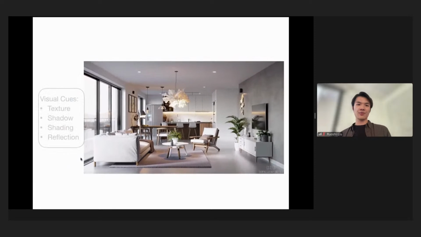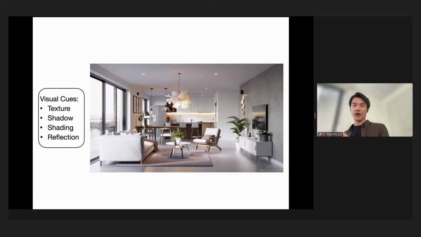But I think there is a lot of information that we are not using in models like Zero-1-2-3 today. There are a lot of visual cues in this image. For example, there's texture of the object, there are shadows, shadings, and reflections, right? A lot of these cues could help us reconstruct this room, especially overcoming some of the physical constraints. For example, some objects are occluded behind other objects. This is something that generative models cannot really solve for us.